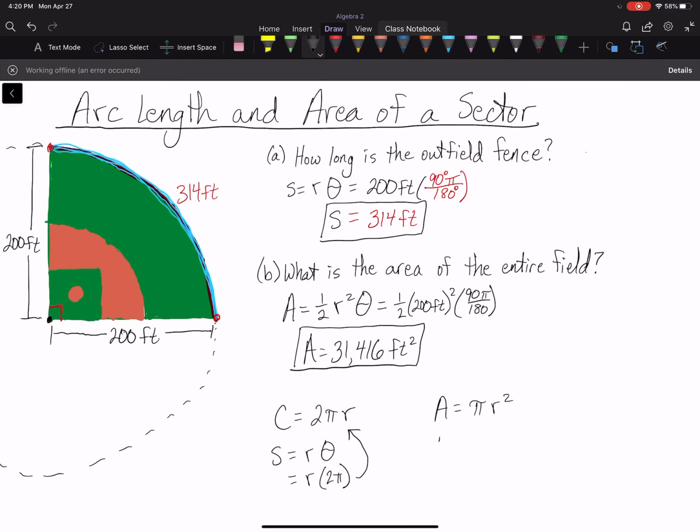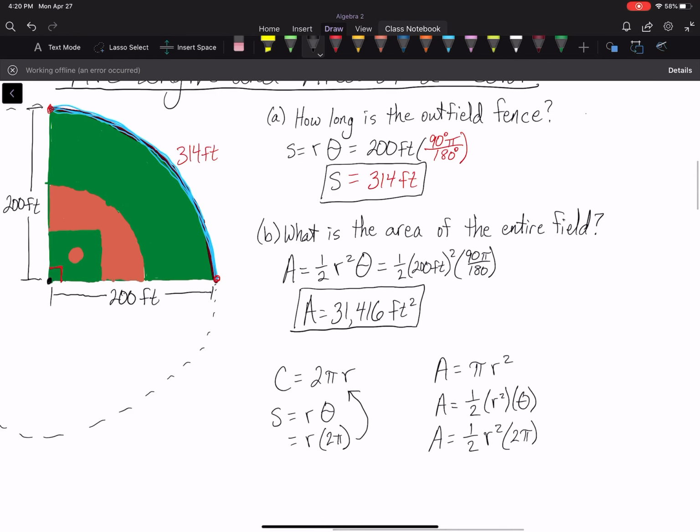For area, it's 1/2 r squared times theta. Well, again, if you want to find the entire area, theta would be 2 pi, so it's 1/2 r squared times 2 pi, if you're talking about an entire circle. And this 1/2 and this 2 cancel. And you're left with area equals pi times radius squared, which is the same formula you've been using forever.